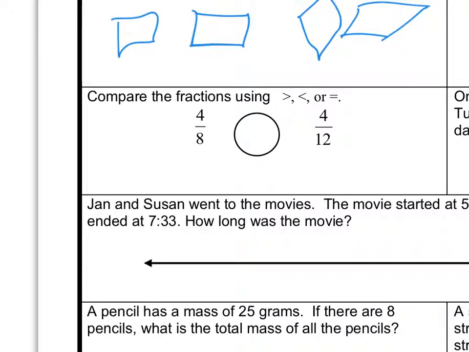So our next question says compare the fractions using greater than, less than, or equal to. So we have 4/8 compared to 4/12. Now, what you can do is simplify the fractions. You would see what number goes into all of these numbers shown right here. So 4, another 4, and 8, and 12. If you look at these numbers right here, 4, 8, those are both multiples of 4. And also 12 is a multiple of 4. So all of these numbers can go into 4. So divide this number by 4 and divide both of these numbers by 4.